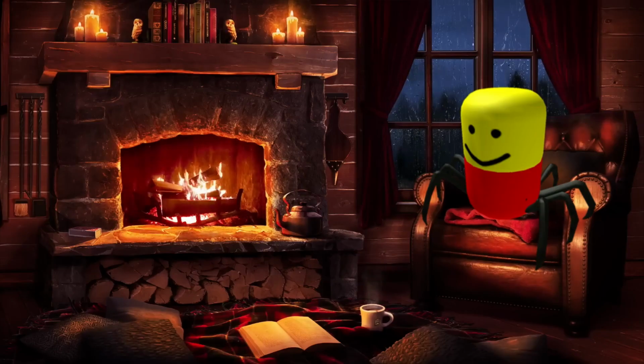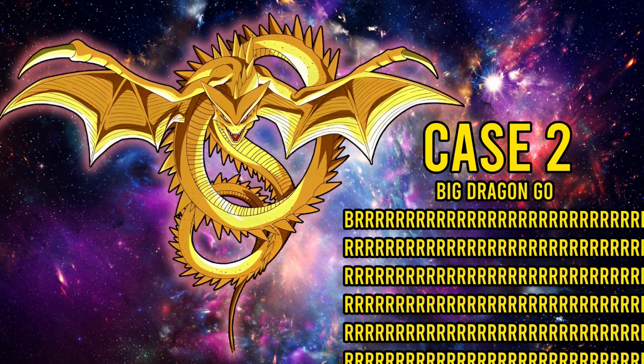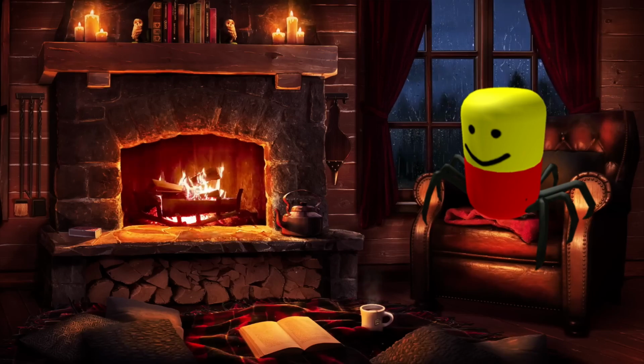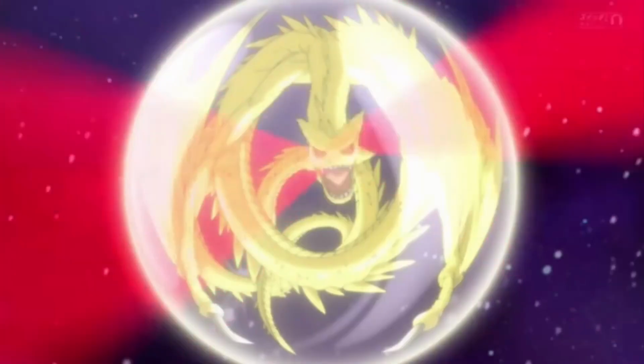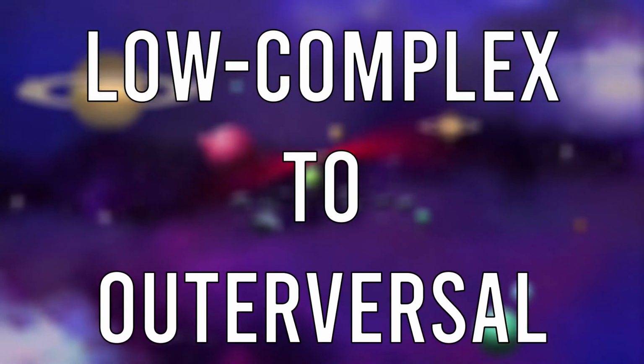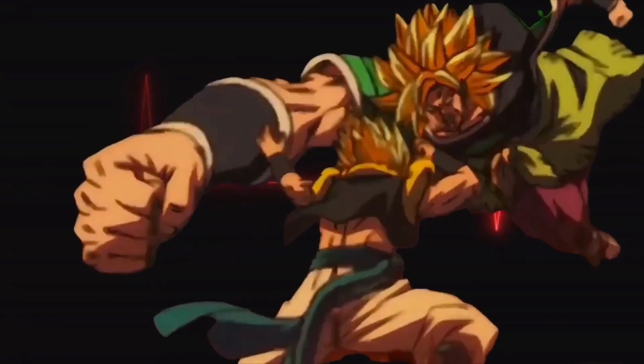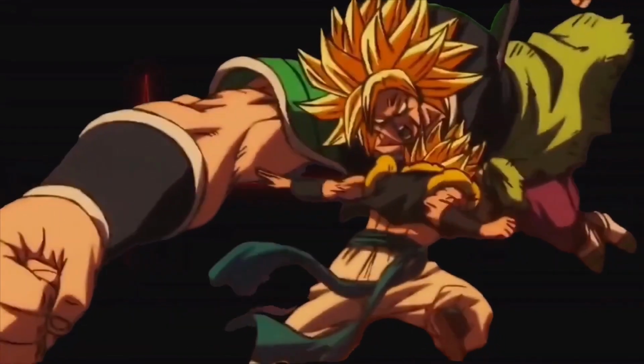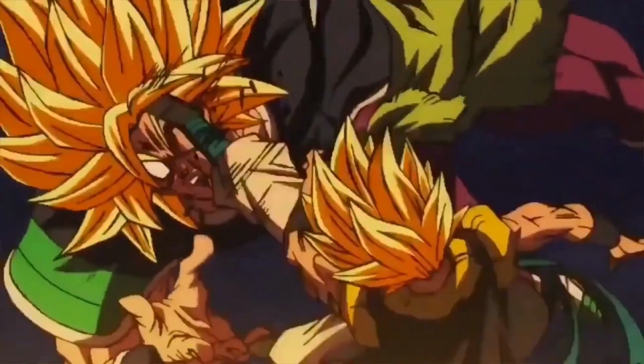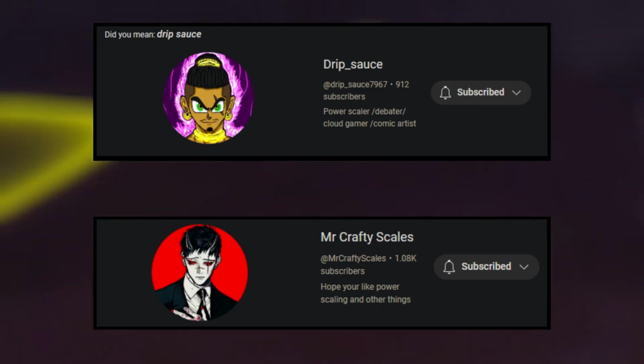For curious people, I will debunk the argument I used later in the video. Most of the things I said in this video are valid, but it's a lowball in modern Dragon Ball scaling. The trend right now for Dragon Ball scaling is low complex to outer. This might sound crazy to the average person, but these arguments are starting to gain traction in the Dragon Ball community. I'm not going to comment on them right now as I'm going to need more time to think them over. But if you are interested in the arguments, head over to a channel like Drip Sauce or Mr. Crafty, where they go over the arguments.